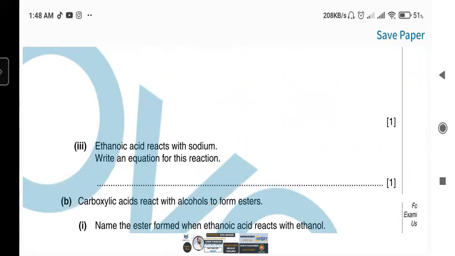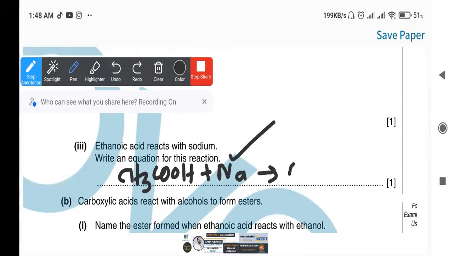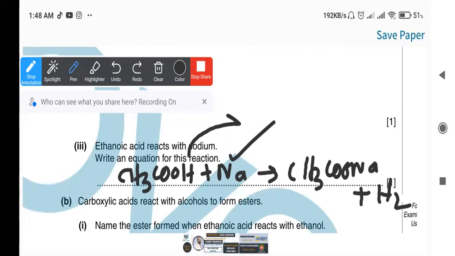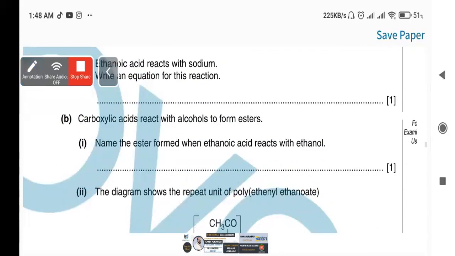Ethanoic acid reacts with sodium. So ethanoic acid has CH3COOH reacting with sodium. Sodium will displace one hydrogen atom from here because it has valency 1. So it will be CH3COONa, producing hydrogen gas. So one hydrogen atom is displaced. To match the mole number, we have to put a half here. So the two gets cancelled out to form one. Okay. Then ester.